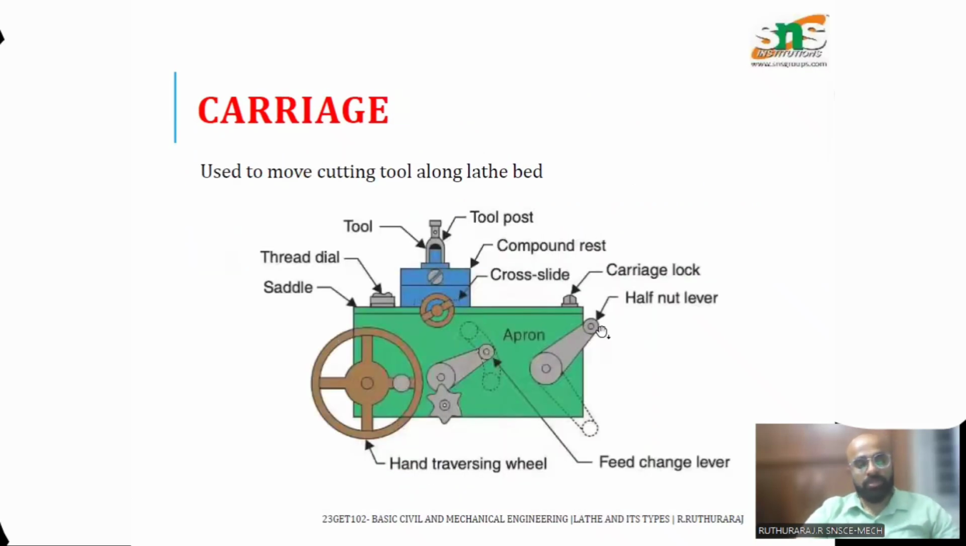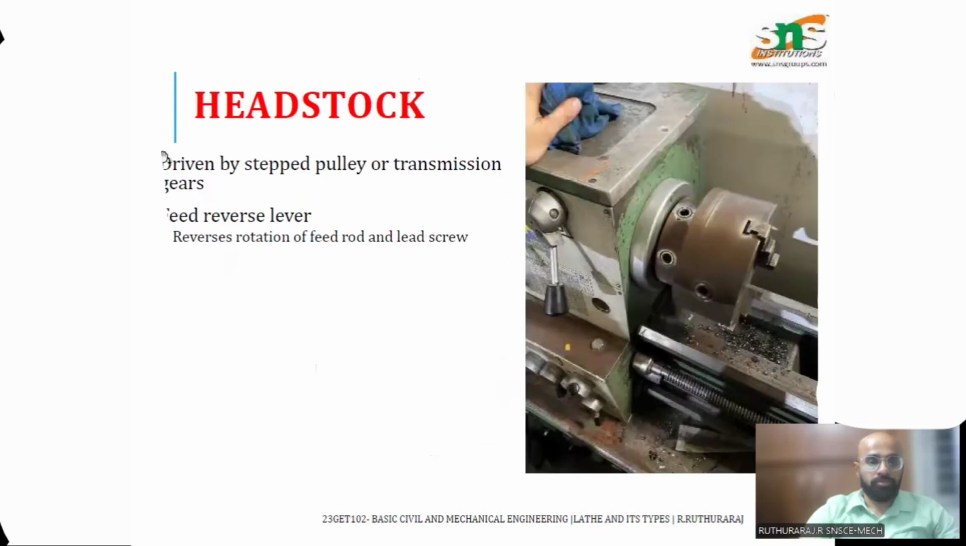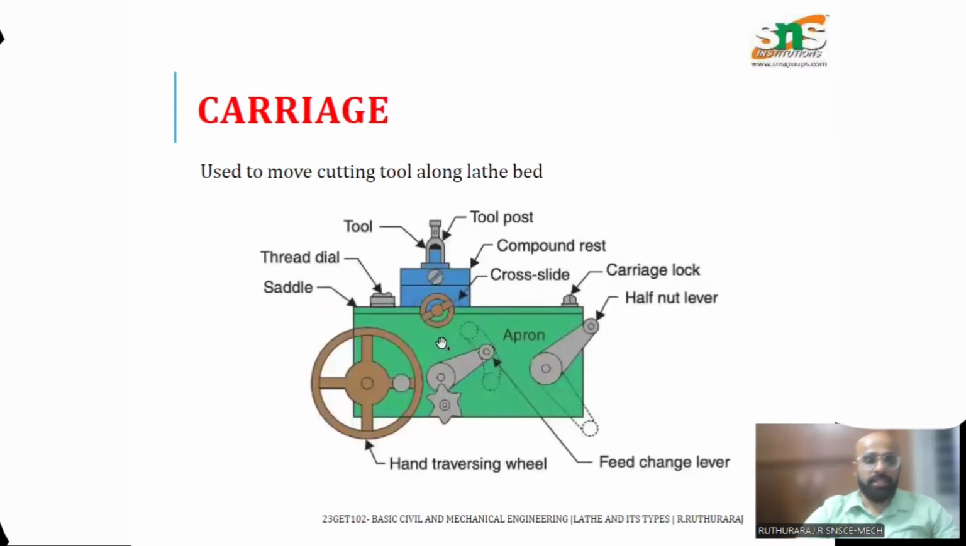Then there is a carriage. This is the part where the tool post and everything will be housed. So this entire setup is movable. This setup is what I'm talking about. This cross slide is housed inside the carriage. This particular part is actually called the carriage. This thing is explained in the next slide.